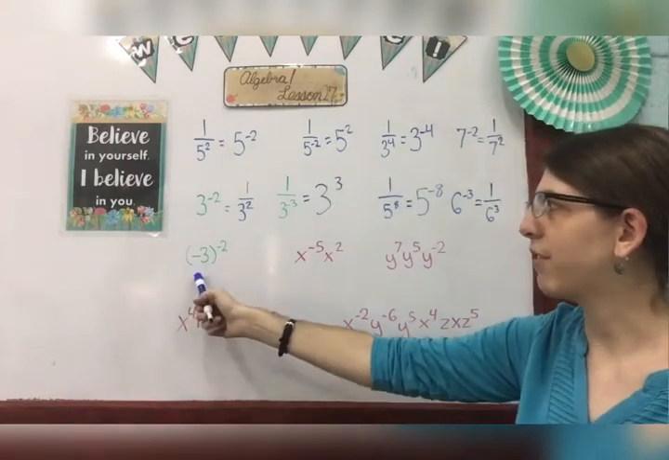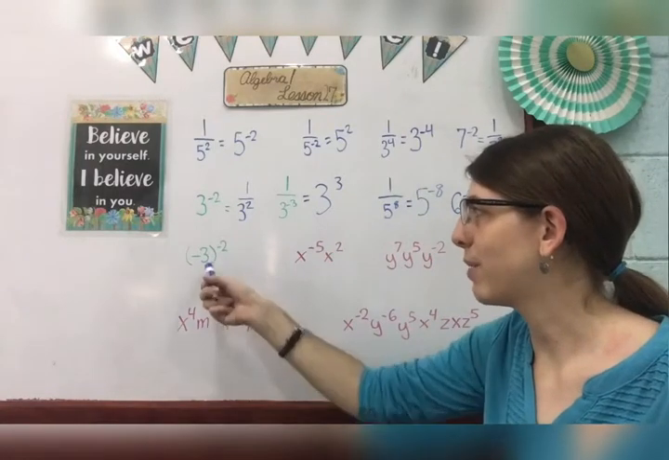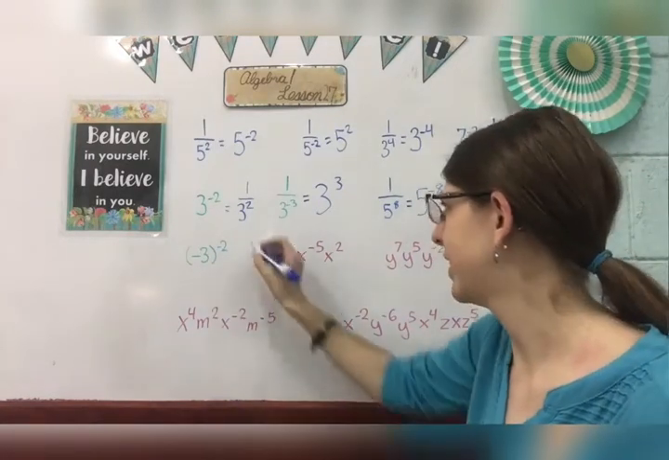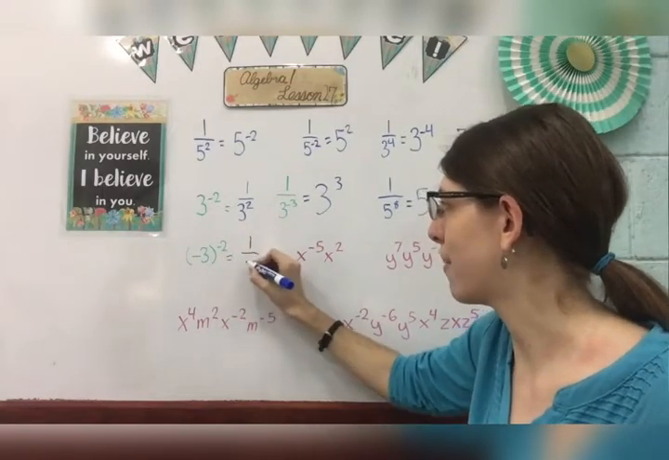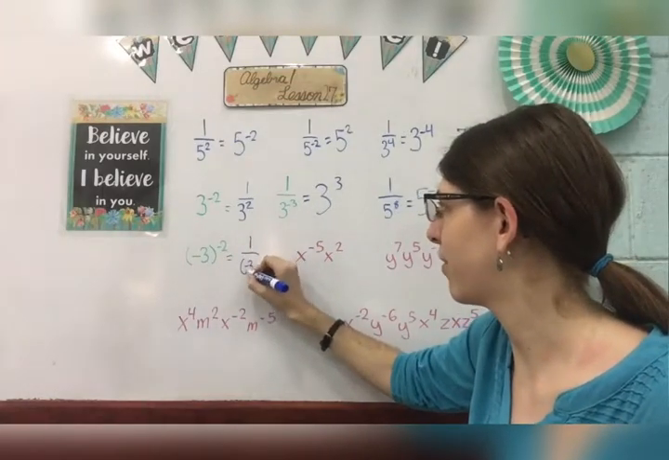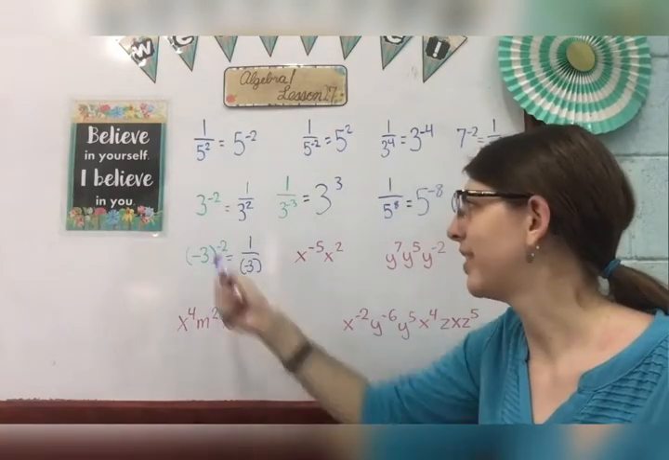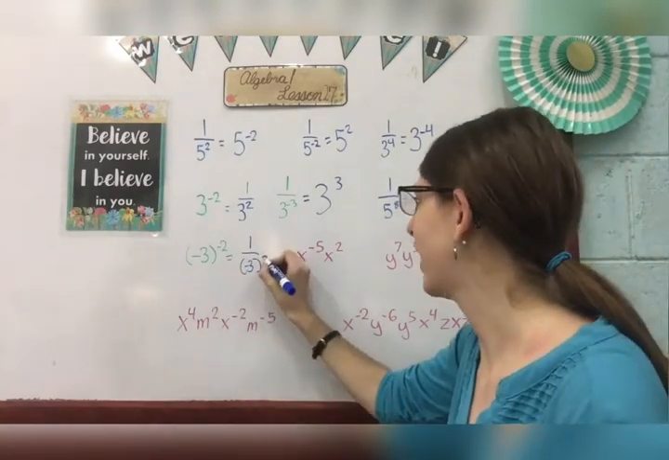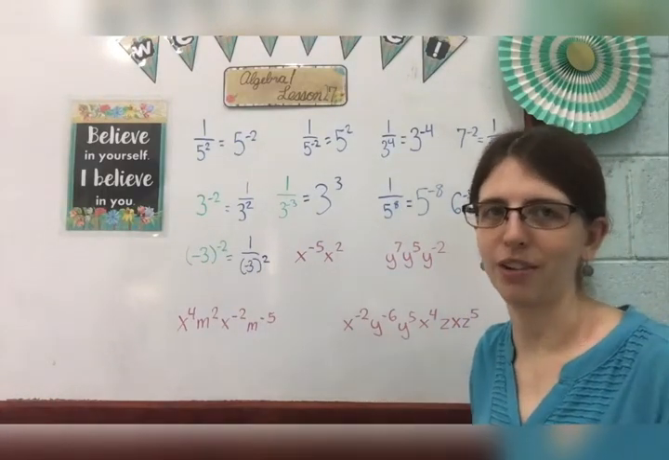Here I have negative 3 to the negative 2 power. Well, I don't do anything with this negative 3. It still stays negative 3. But I do put it in the bottom, so it becomes negative 3 in the denominator. Now my 2 is negative here, so in the reciprocal, it will be positive. So 1 over negative 3 squared.